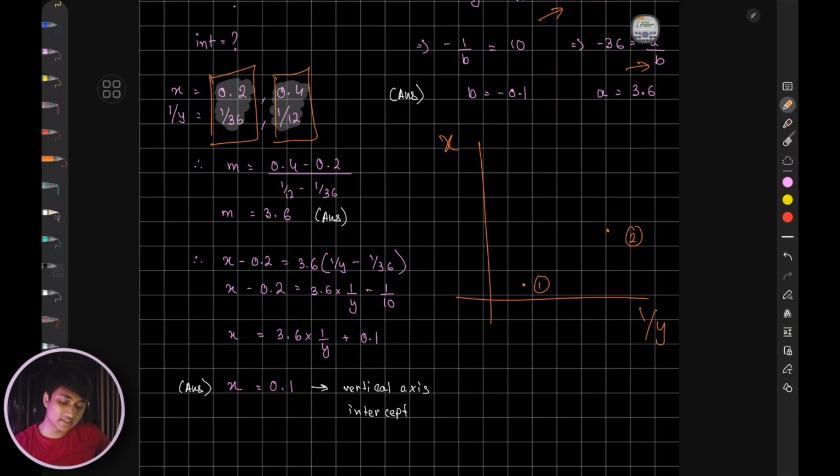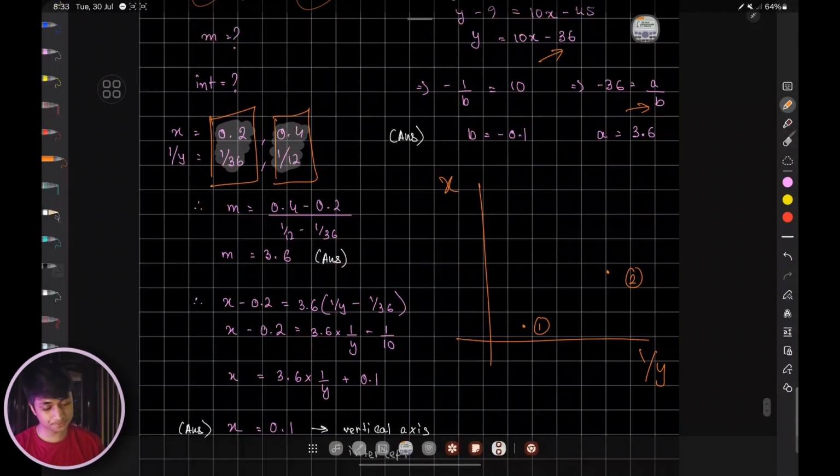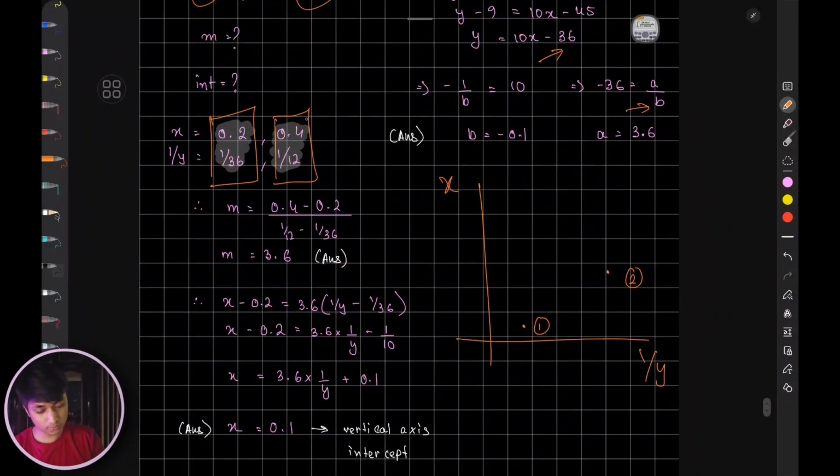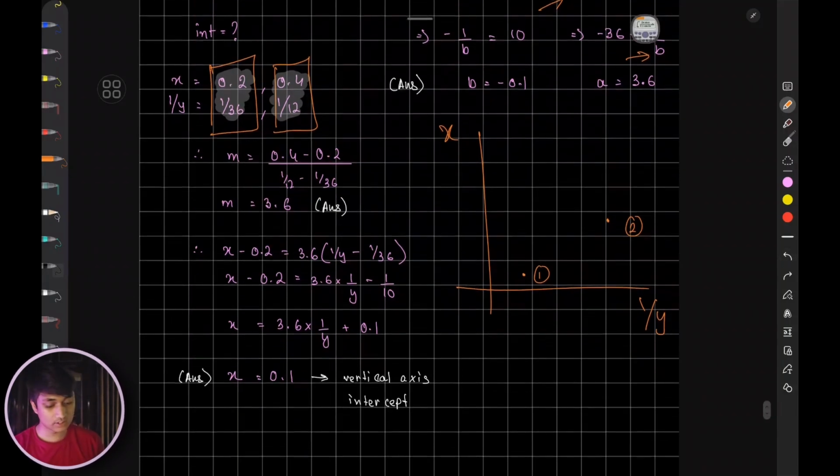Great. So to find the gradient of this line, which is x against 1 by y, don't get confused by x on the y-axis and 1 by y on the x-axis. The way it is, you're going to find the gradient. What is the rise over here? The change in x value. And what is the run over here? Change in 1 by y value. So you're going to take 0.4 minus 0.2 divided by 1 by 12 minus 1 by 36. Right? Great. And the gradient is going to be 3.6.